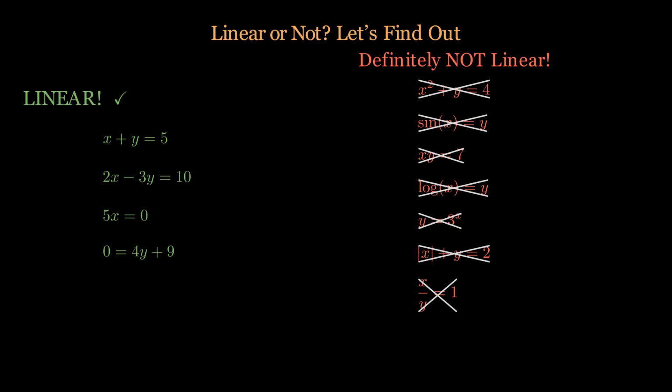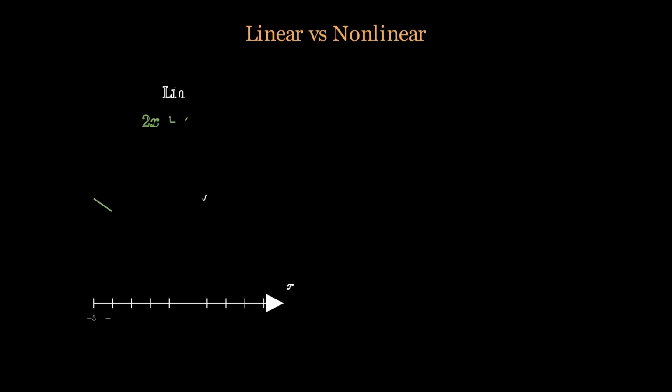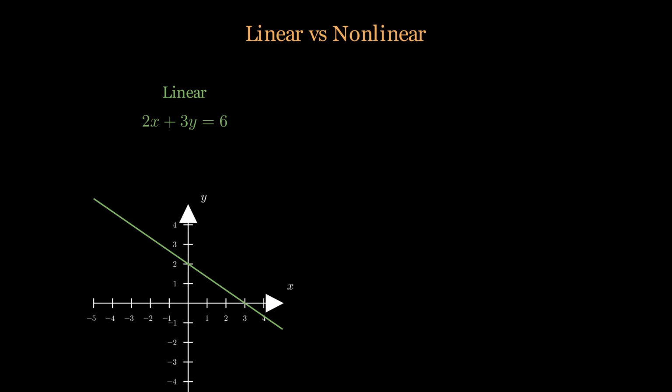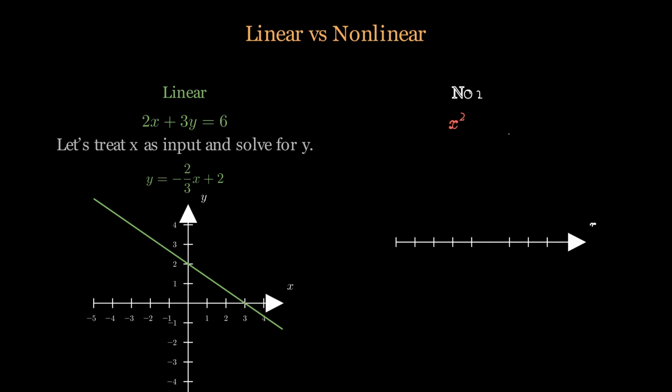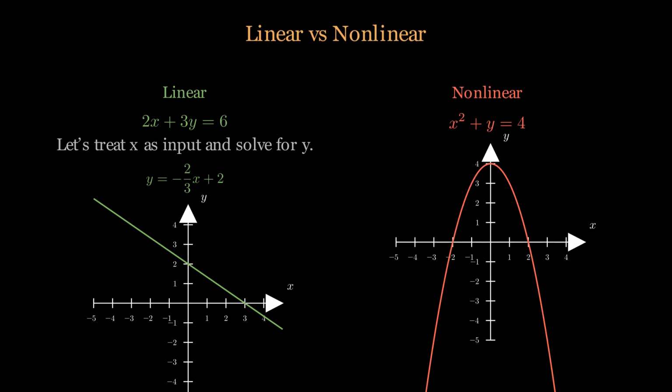Let's understand this with the help of a graph. Here's the difference. A linear equation forms a straight line, predictable and smooth. Let's solve this equation for y. That helps us treat x as the input and see how y reacts. But a nonlinear equation like x squared curves away, breaking that linearity.